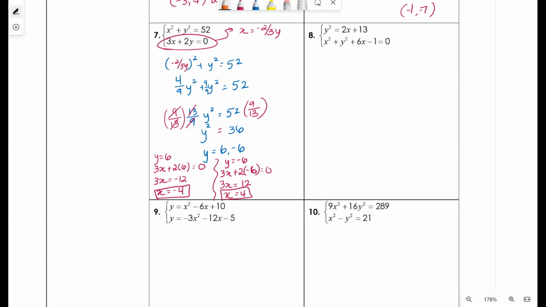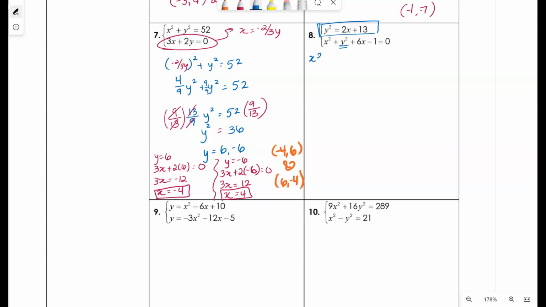So then my solution in this case would be negative 4, 6 and 6, negative 4. All right, let's continue here. So here we have a parabola and a circle, right? So let's go ahead and do some substitution. Notice that I know what y squared equals, and I have y squared here, so let's plug it in.